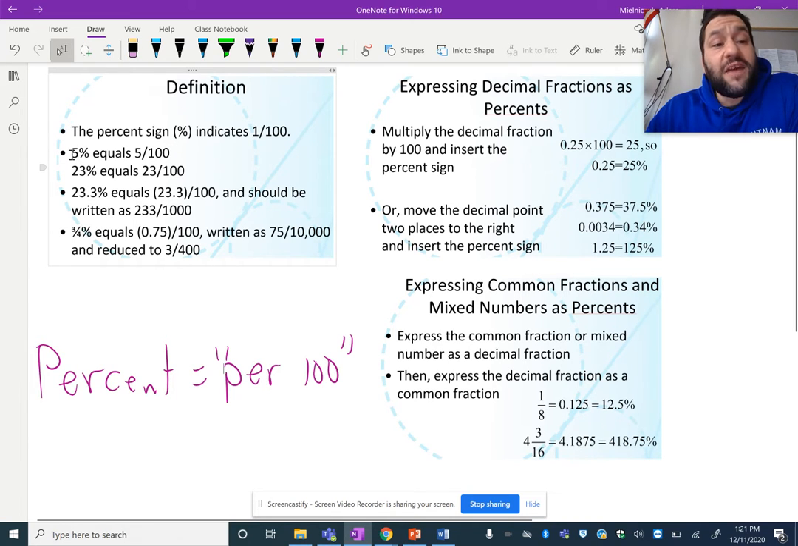So for example, 5% would be 5 per 100 or 5 over 100. 23% would be 23 out of 100. Pay attention to the next two.